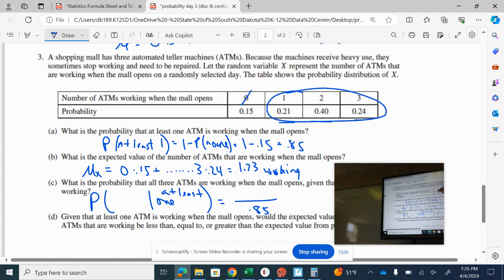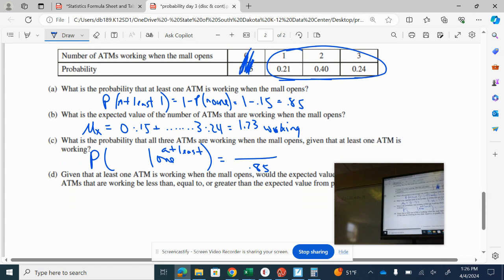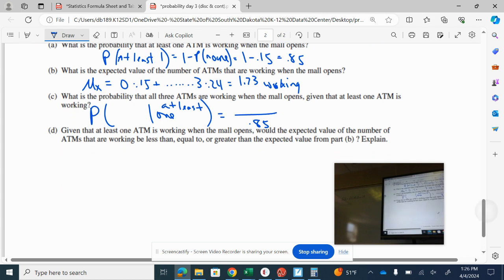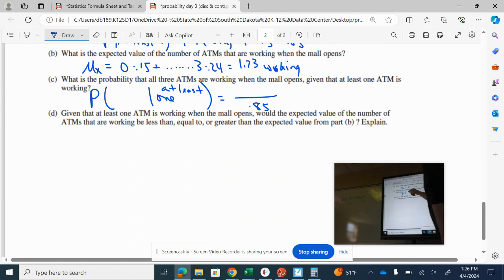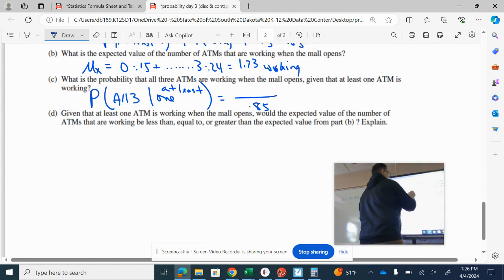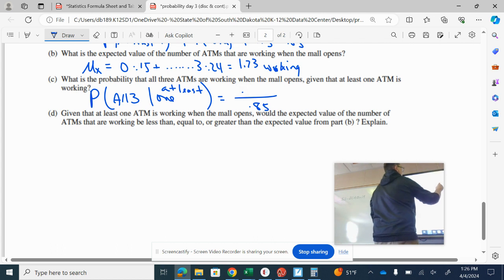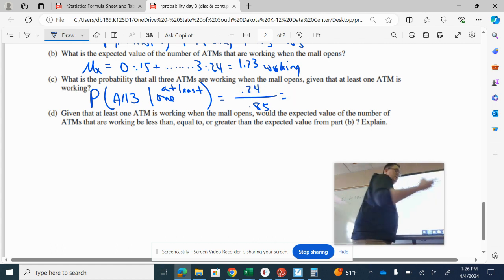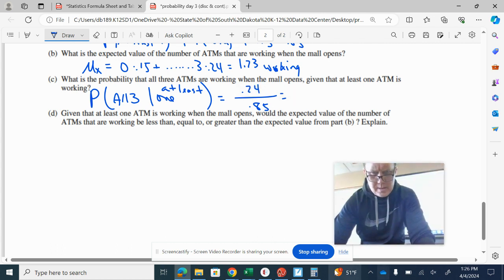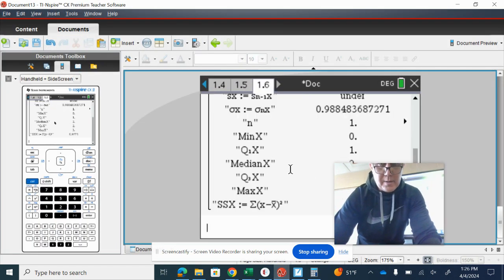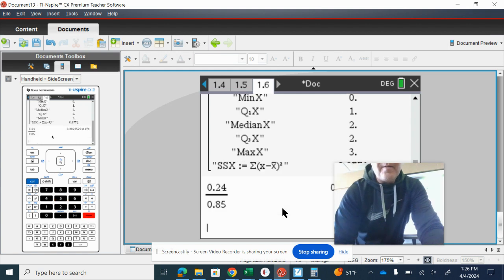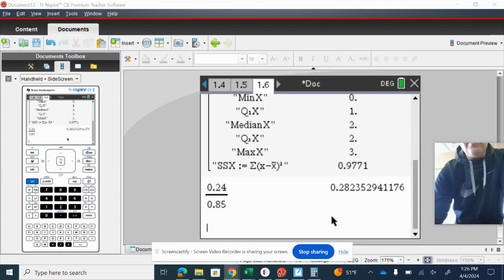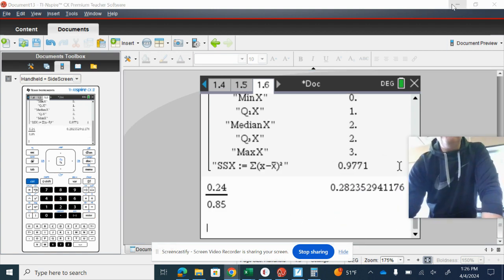We've landed in this circle. This one didn't happen. We're in this 85%. Then it says, what's the probability all 3 are working? Well, the probability all 3 is the 24%. So both things, to be both things, that is the 24%. And if you divide that, that's our probability of a given value. And we get 0.282.